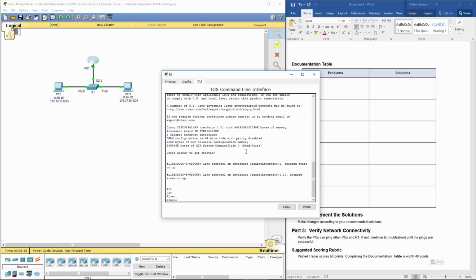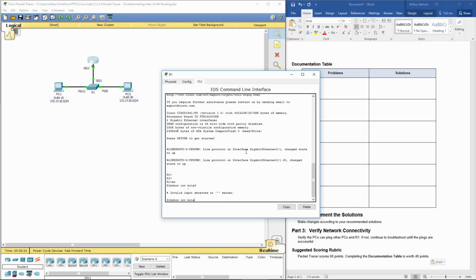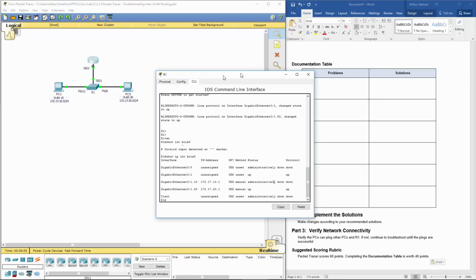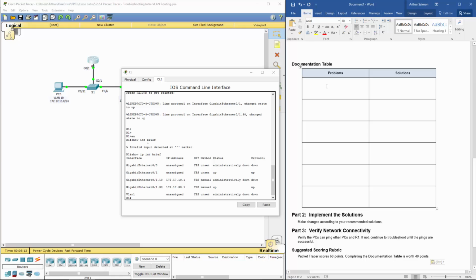Let's get logged in. Let's do a show IP int brief. Oh, all right. So administratively down means it has not been turned on. So first issue happens to be on R1 gigabit 0/1.10, not on. Solution, log in, do no shutdown.